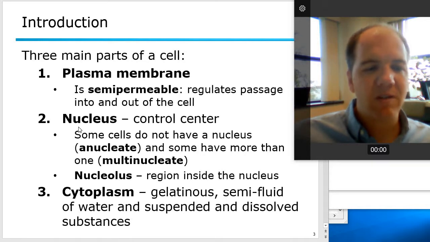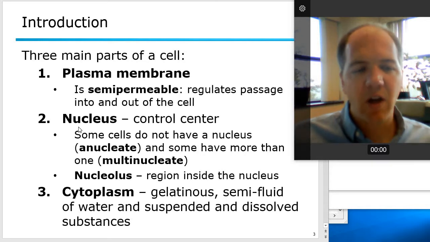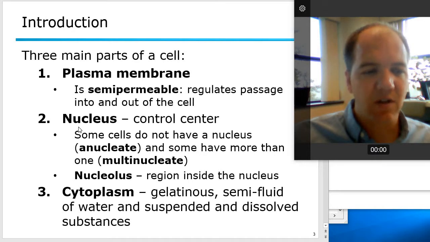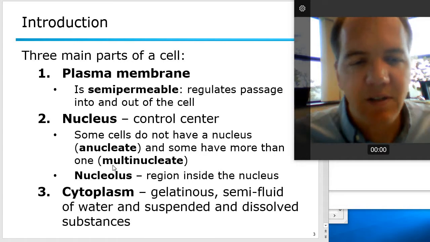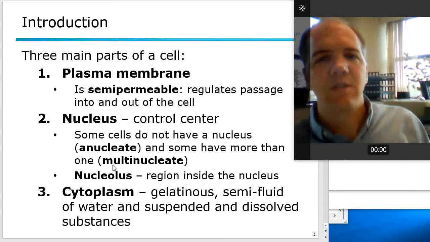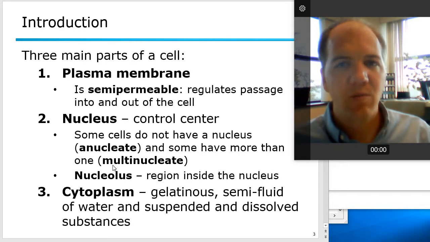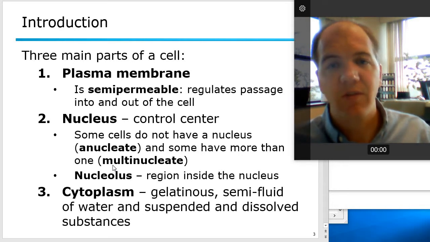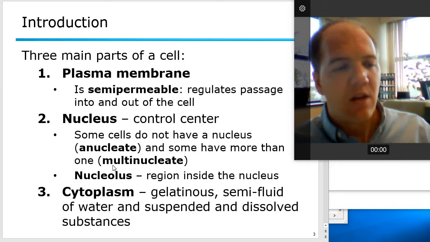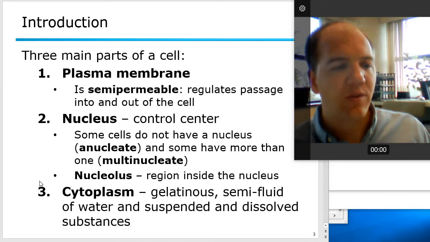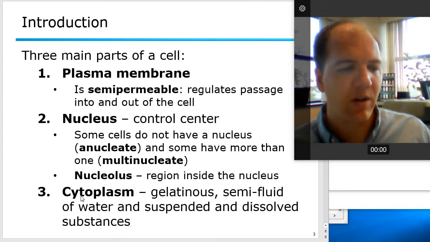The second big part is the nucleus. Now, not every cell in our body has a nucleus. There are some exceptions there. And some cells, such as muscle cells, are multinucleate. But the nucleus is an important part of the cell. The nucleus is where we find the DNA, and so it's what is controlling the function of that cell. We call it the control center. That's a good way to think about the nucleus.